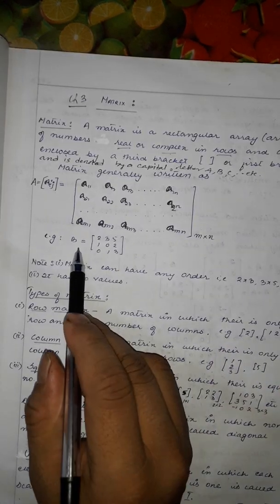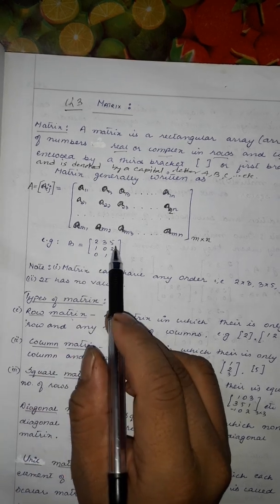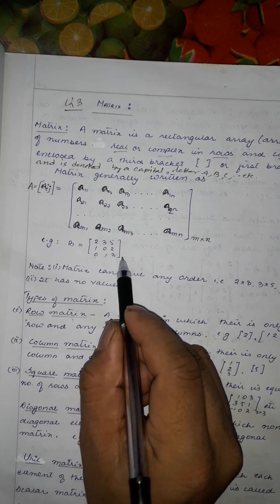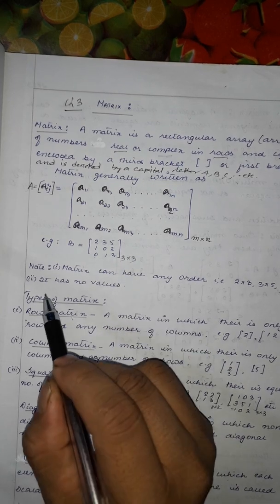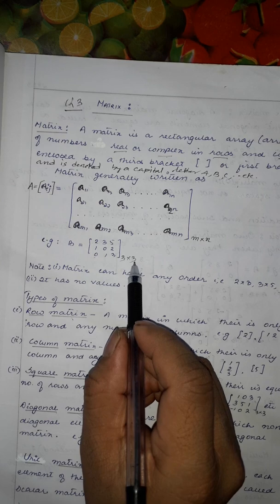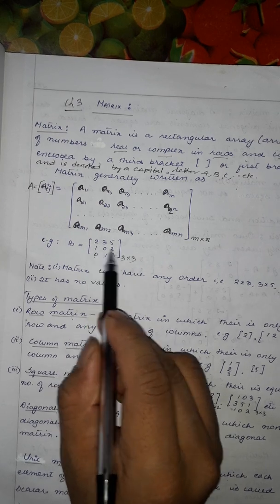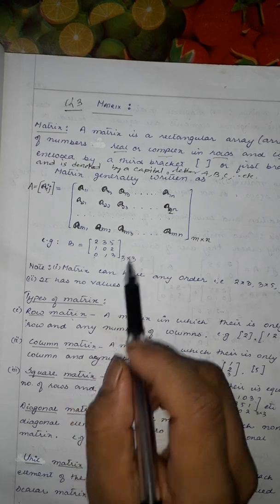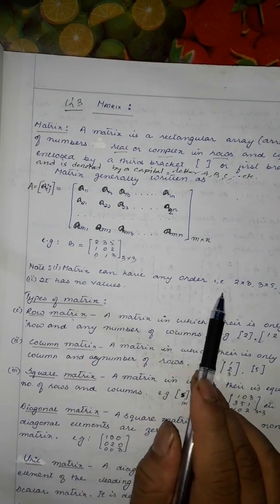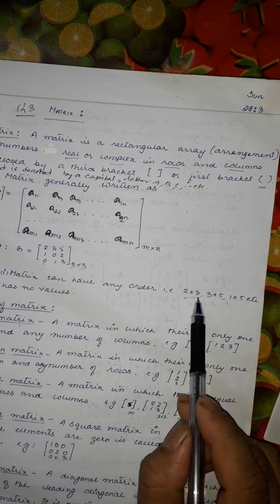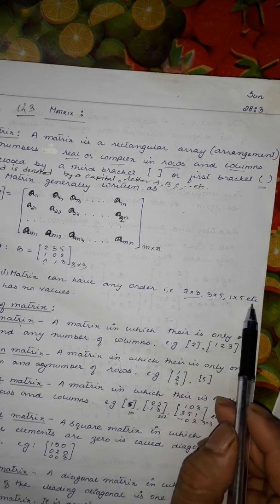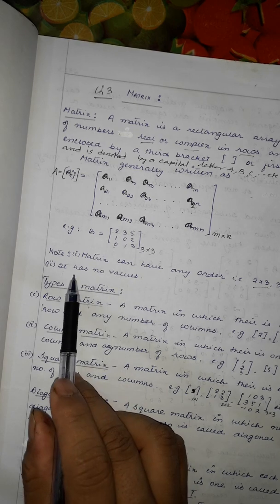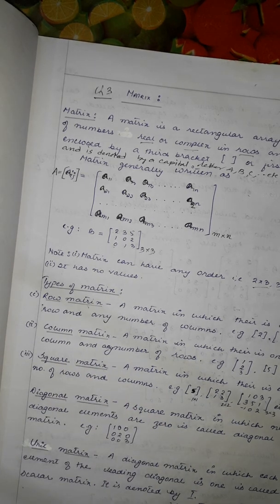So for example, B equal to 2, 3, 5, 1, 0, 2, 0, 1, 3. This is a matrix of order 3 into 3. It has 3 rows and 3 columns: first row, second row, third row, and first column, second column, third column. A matrix can have any order, 2 into 3, 3 into 5, 1 into 5, etc. A matrix has no value.